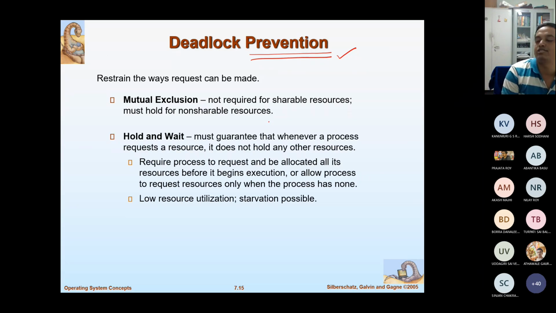So for mutual exclusion, this is not possible. Because if it is a shareable resource, then there is no question of mutual exclusion. But if it is a non-shareable resource, then there must be the mutual exclusion property. As I told you, a fan is a shareable resource, so for a fan you don't need mutual exclusion. But a LAN port can be accessed by one person at a time. No two persons can access the LAN port at the same time.